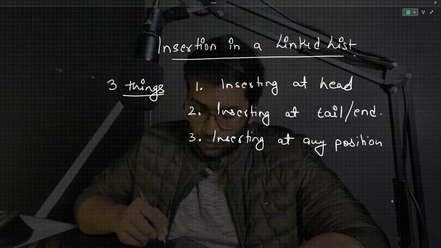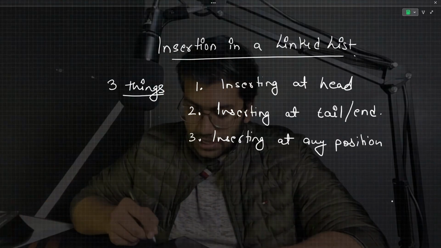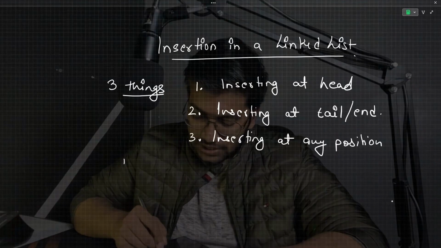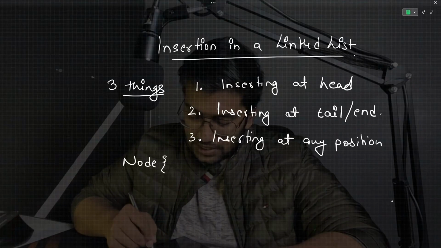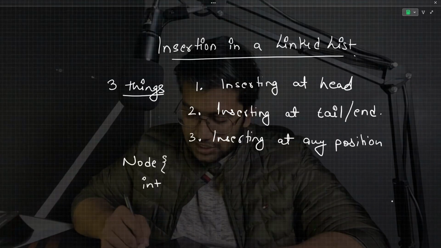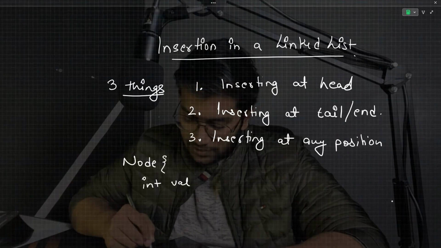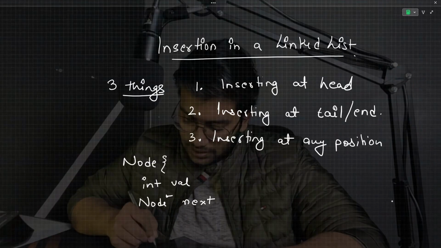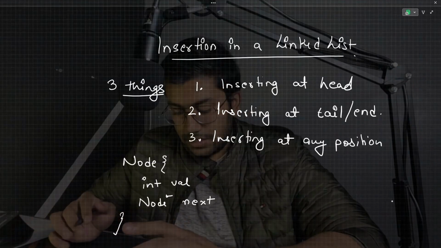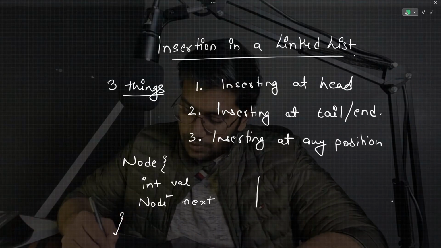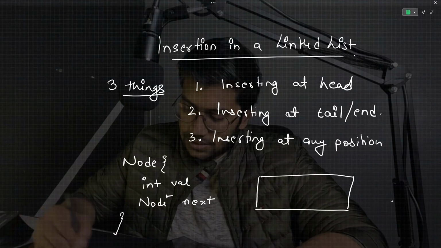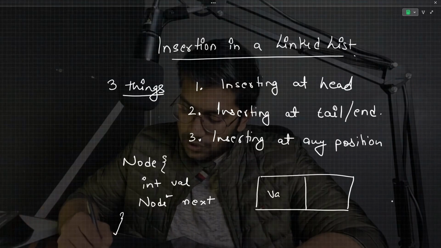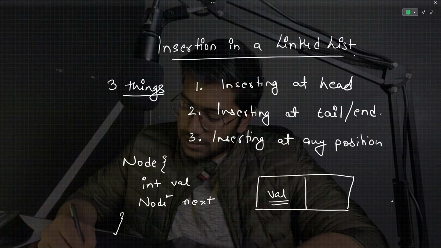Okay, so I would be assuming that our node structure is like this. It would have an integer value, and it would have a node star pointer, which is the next node, and that's it. That is our node structure. So it would look something like this: this would be our node, this would hold our value, and this would be the next pointer.